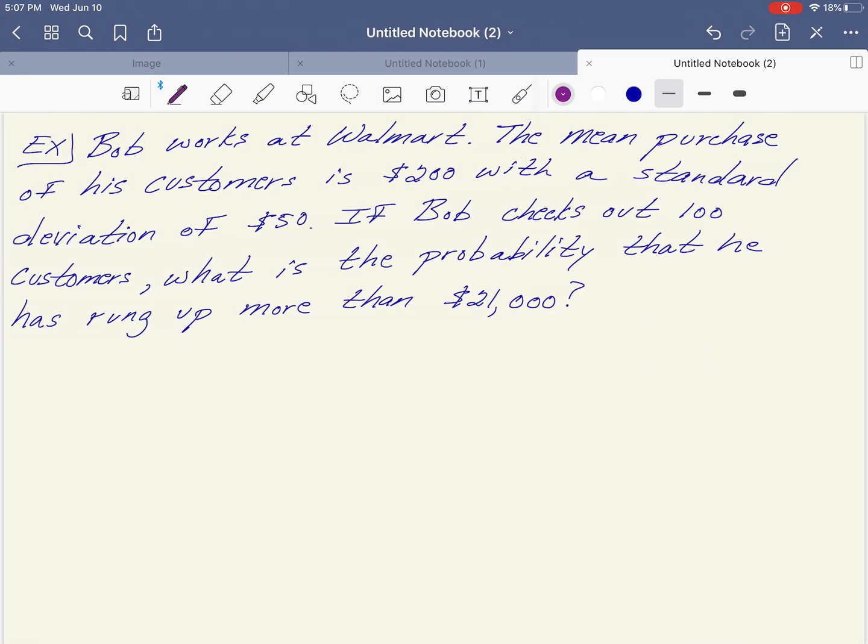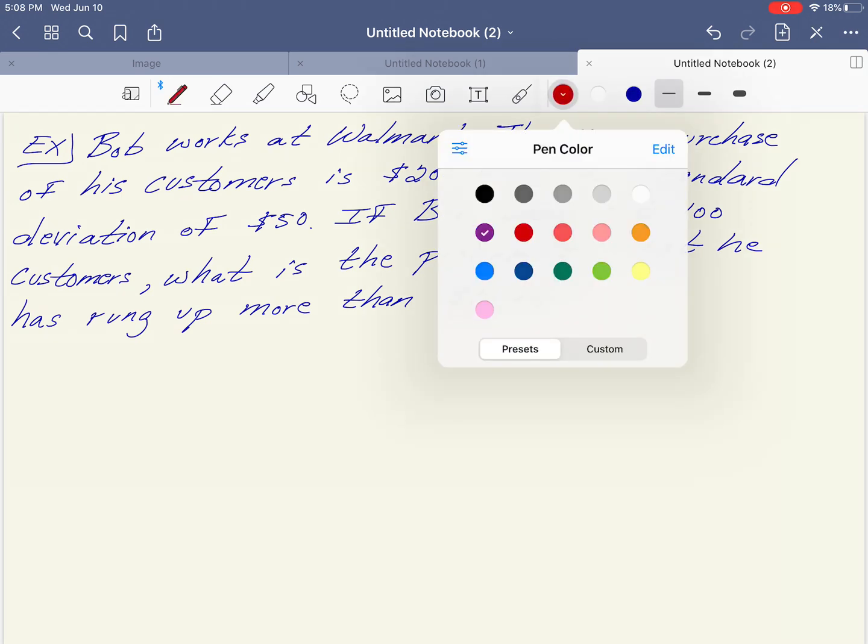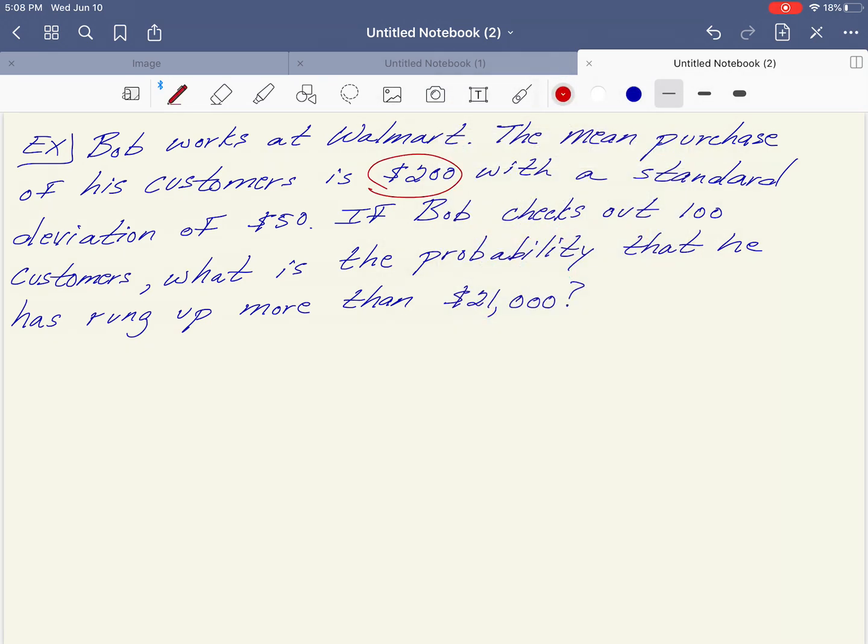Bob works at Walmart. The mean purchase of his customers is $200 with a standard deviation of $50. If Bob checks out 100 customers, what is the probability that he has rung up more than $21,000? So here we have something repeating. We have the same characteristics. The average is $200 always. Standard deviation is always $50.